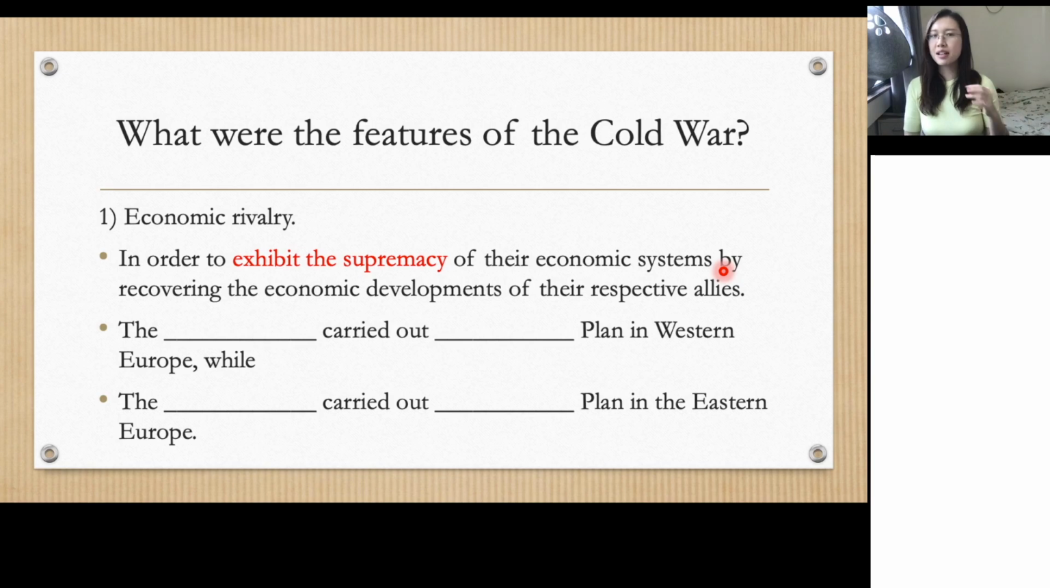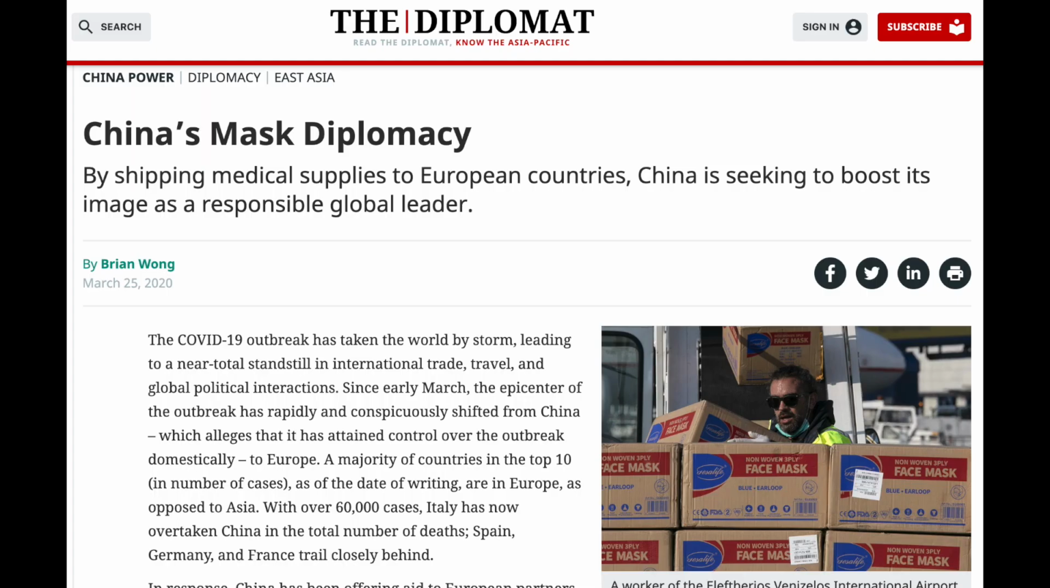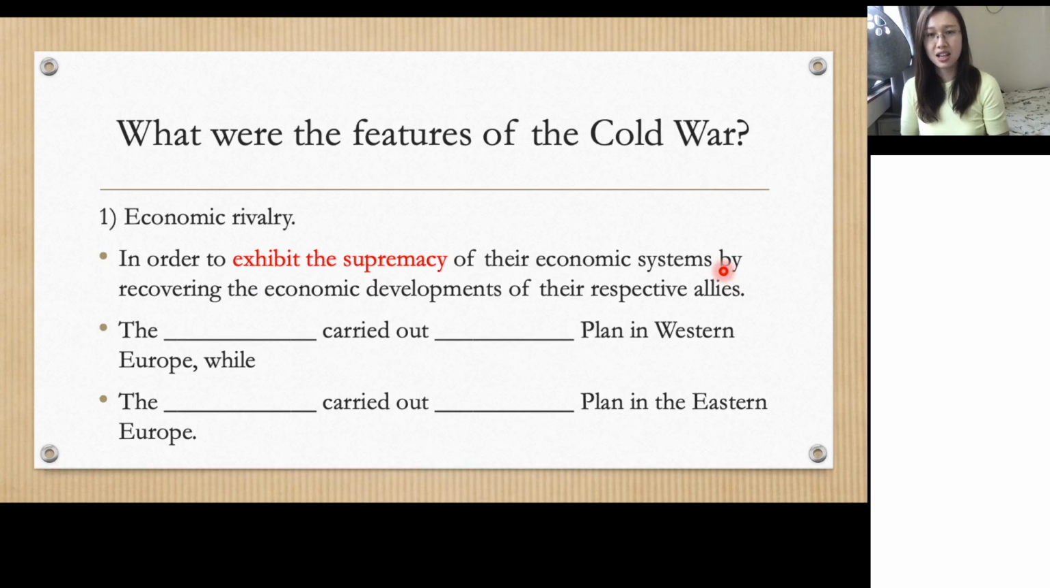Actually, the same kind of thing happens nowadays. For example, because of COVID-19, we now have an interesting term called mask diplomacy, right? So when some country greatly supports another country with masks, it's actually another kind of economic rivalry nowadays. So at that time, the US carried out the Marshall Plan in Western Europe while the USSR carried out the Molotov Plan in Eastern Europe, right?